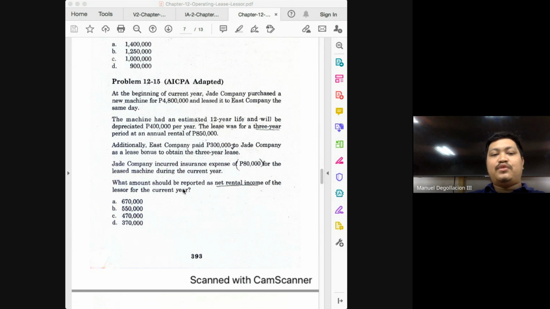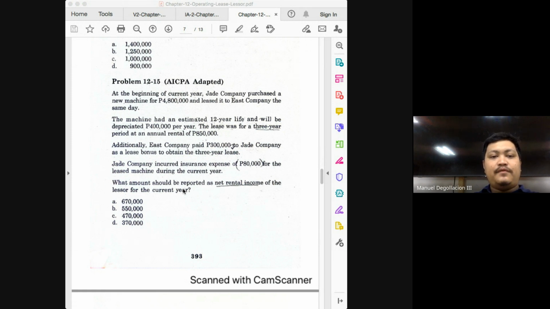950. Alternative solution, instead of getting the total, since it's just equal every year, you just spread out the 300,000. 300,000 divided by 3, you would get 100 additional rental income every year. So 100 plus 850, your rental income would be 950 every year.